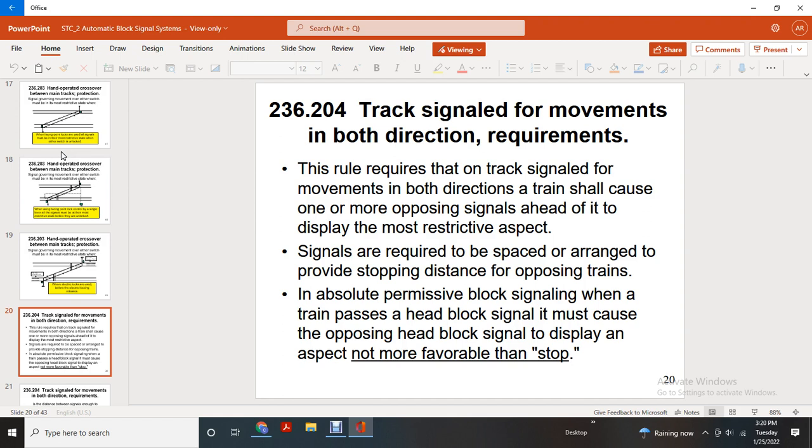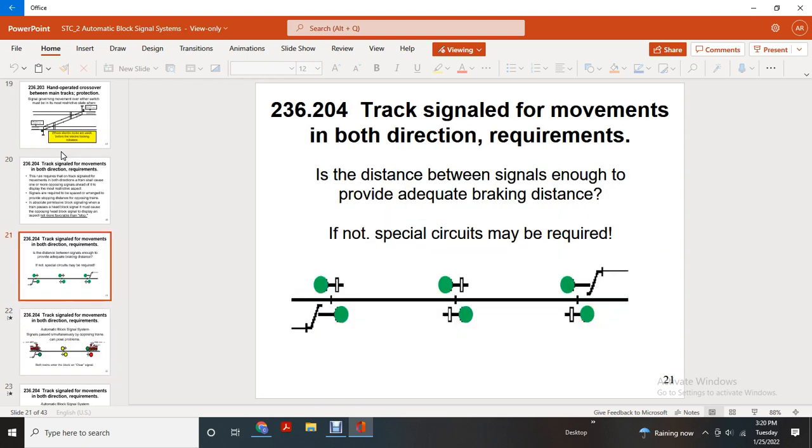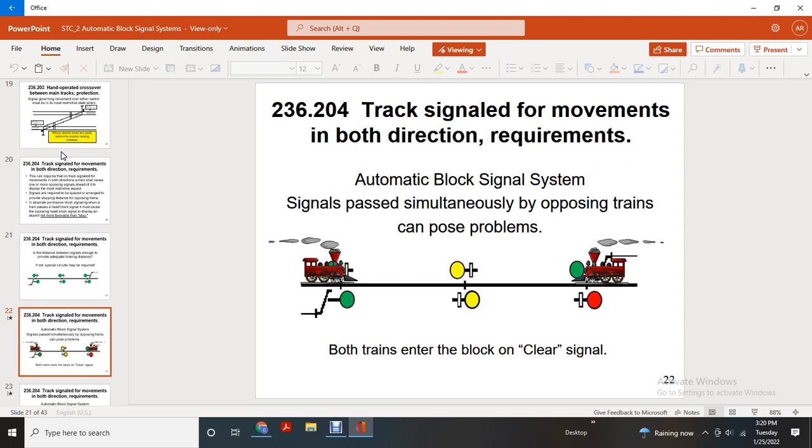When a train passes the head block signal, it must cover the opposing head block signal display aspect no more favorable than stop. Track signal for movements in both direction requirements. Is the distance between the signals enough to provide adequate braking distance? If not, special circuits may be required.